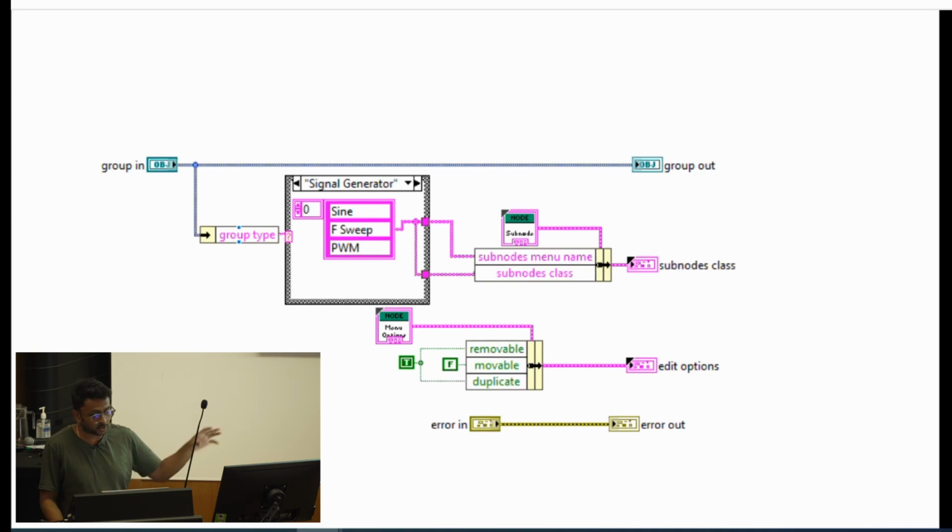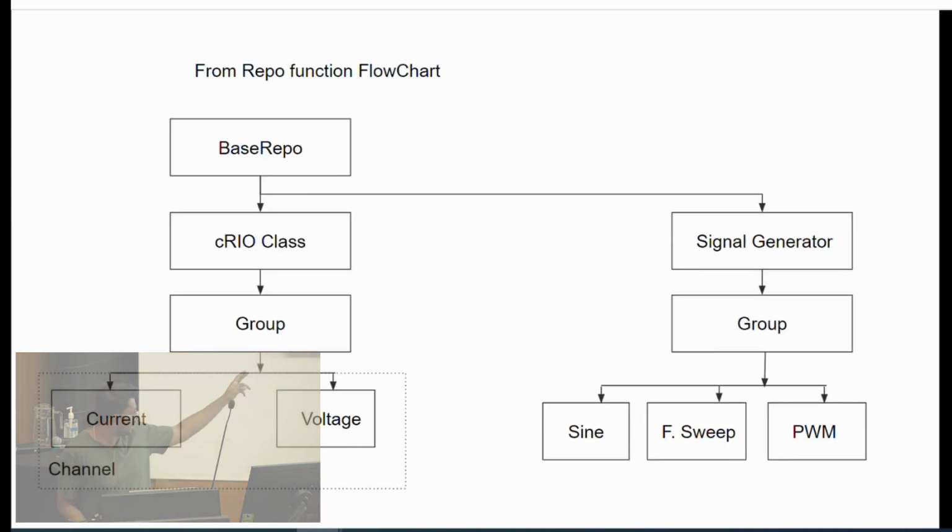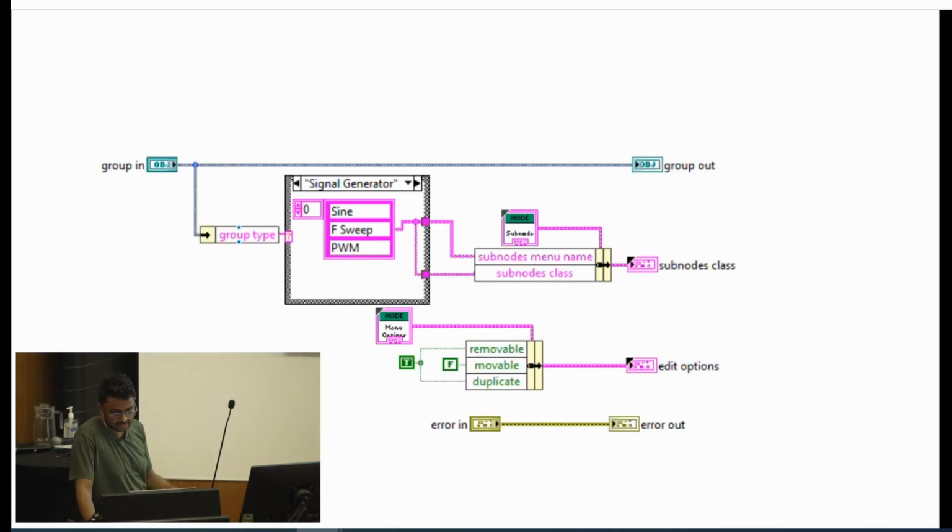Now, if you look into the edit options VI, as I said, that's where you add the shortcut menu options that can be initialized. Now, if I want to reuse the group class, when I right click on a group node, if it inherits from Cerio class, it would show current and voltage. But if it inherits from signal generator class, it should allow me to add a sine, F sweep, and PWM. To do that, what I need is a case structure in my edit options VI that would, based on the group type, define the shortcut menu names.